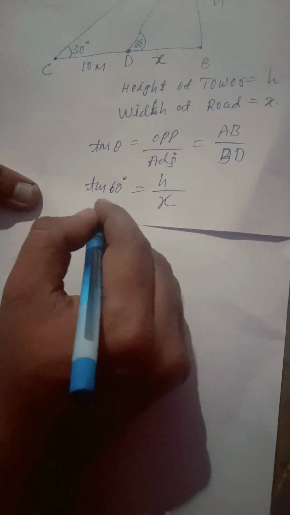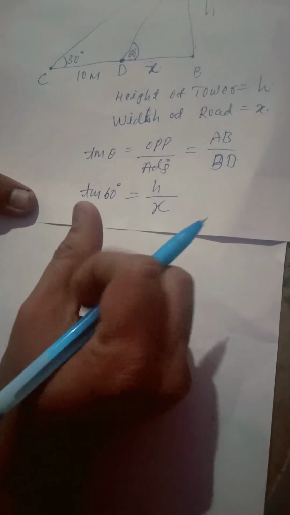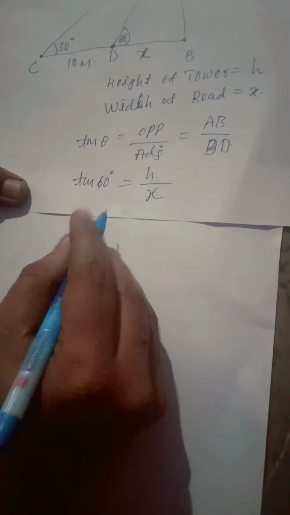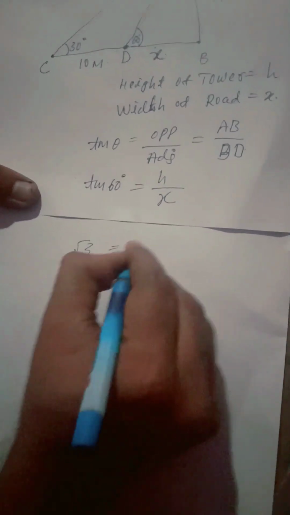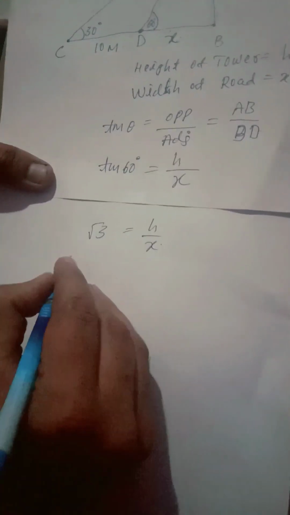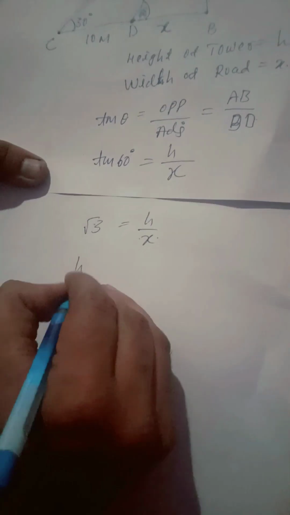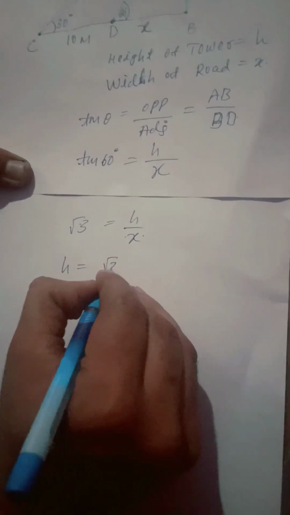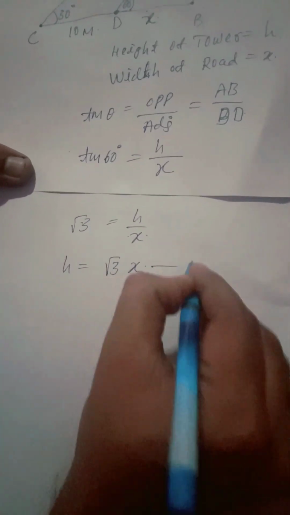Tan 60 is equal to root 3. So root 3 is equal to h by x. Therefore h is equal to root 3x. This is the first equation.